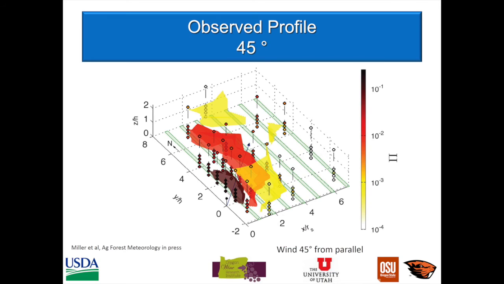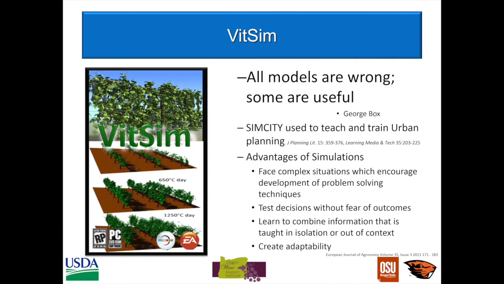Okay, so here's just one of the profiles where we're going. We see the same type of thing, but this is where we're trying to end. We've got this crazy idea right now: VitSim, a simulation environment for vineyards. Now, first of all, I want to give you this famous quote by George Box: all models are wrong, some are useful. The question is, can we build something useful?